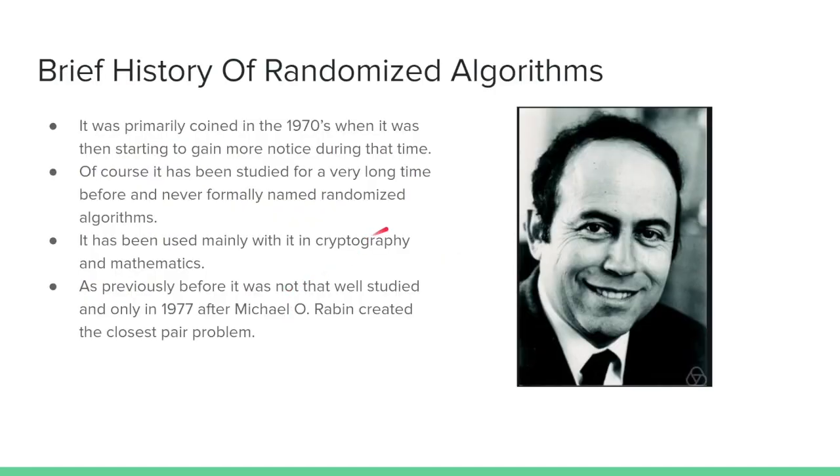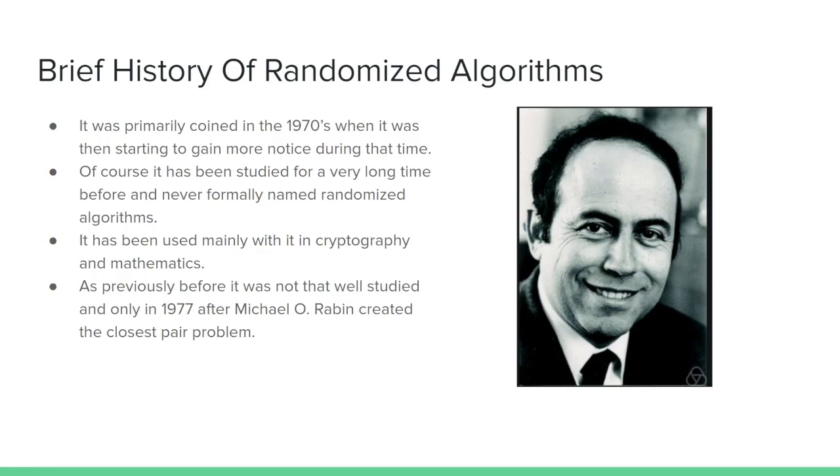So a brief history: it was actually in the 1970s where Michael O. Rabin created the closest pair problem, which helped improve the study of randomized algorithms. Before then, they weren't really that popularized, they weren't really that studied, and he really helped push it along to show that it's actually something worth taking a look at. The closest pair problem, which we'll go over in a little bit, helped a lot, specifically with having more people study them formally and improve the algorithms over time.